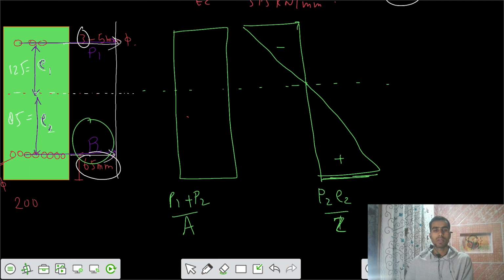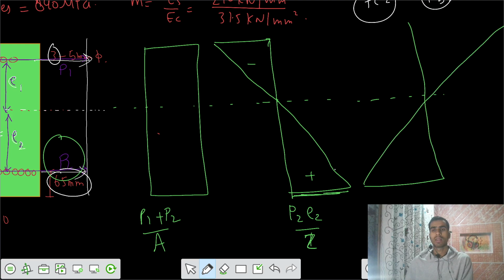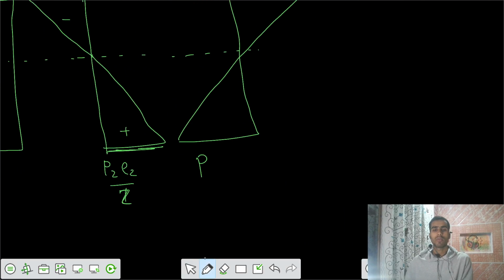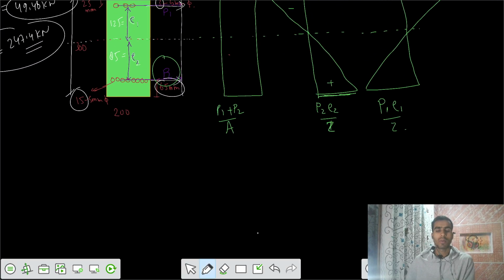And the third one, because of the P1, and it's above the neutral axis, so that's top compressive, bottom tensile, and the maximum value is P1 E1 by Z. Now to calculate the stress, let's have the two different combinations here.